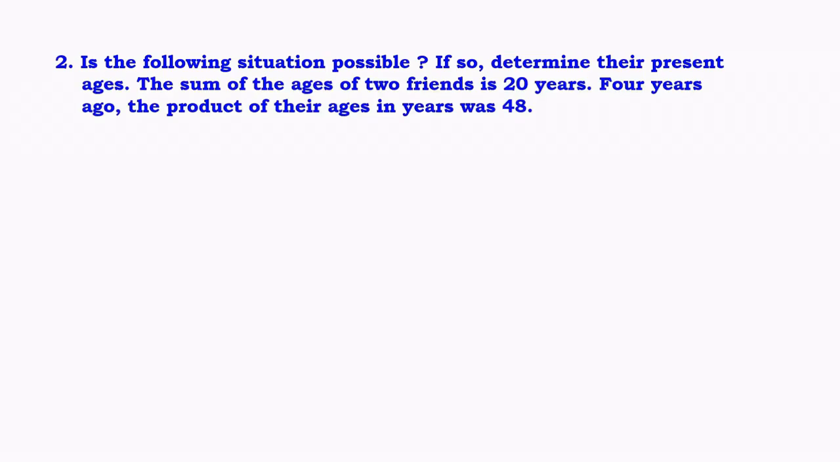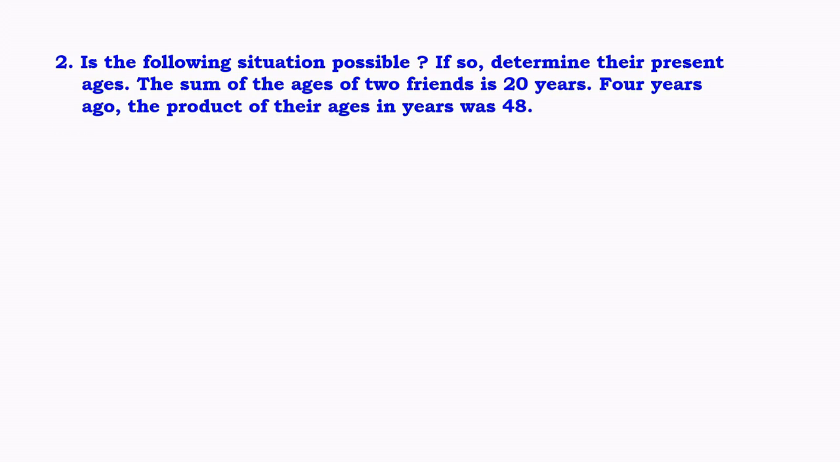Let us now solve an age-based word problem using quadratic equations. First, let us carefully read the question. Is the following situation possible? If so, determine their present ages. The sum of the ages of two friends is 20 years. 4 years ago, the product of their ages was 48.